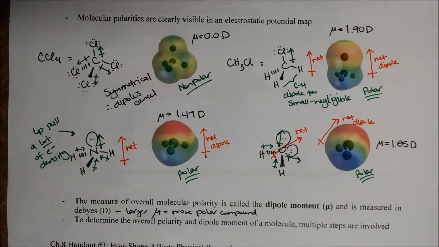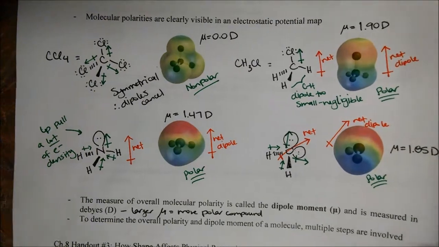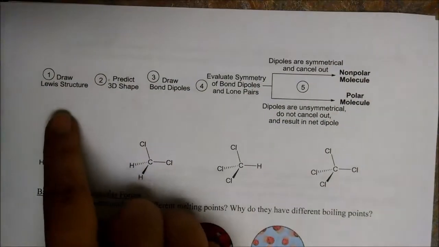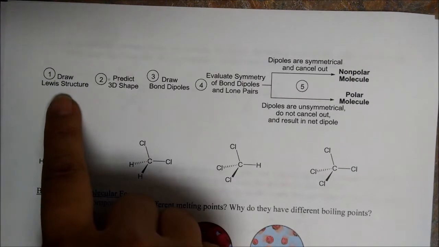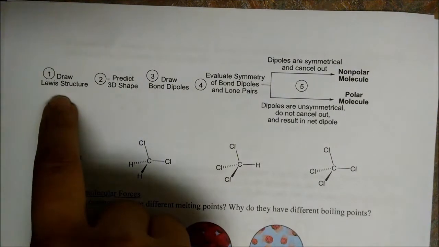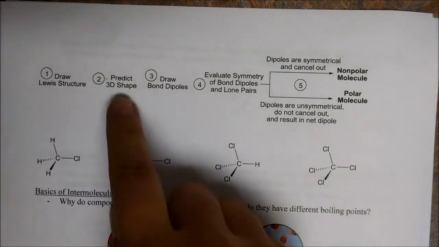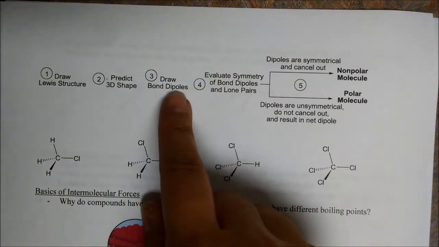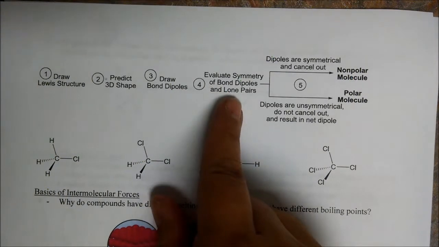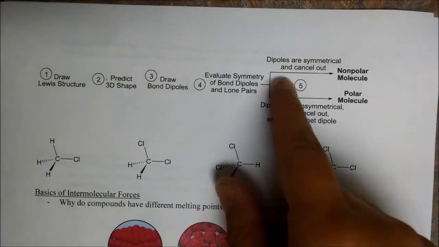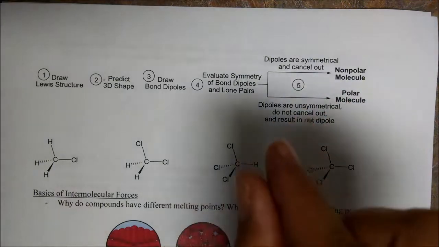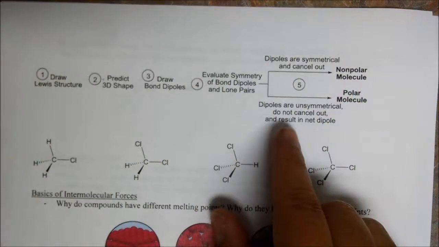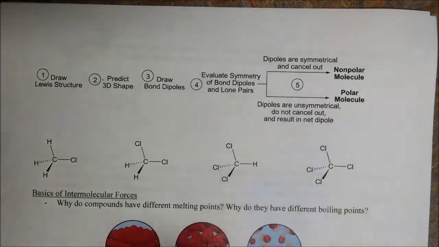In order to determine the overall polarity, there are multiple steps involved. Nice and logical. First, you have to figure out the Lewis structure. You get the molecular formula, you draw the Lewis structure, and we have an idea of the general shape. Then from the Lewis structure, we can figure out the charge clouds and predict the three-dimensional shape. From there, we can draw the individual bond dipoles on the compound and look at them. If they are symmetrical, they cancel out and result in a nonpolar molecule. Conversely, if the dipoles are unsymmetrical, we have some reinforcement. They don't all cancel out, so they result in a net dipole, which means we have a polar molecule.